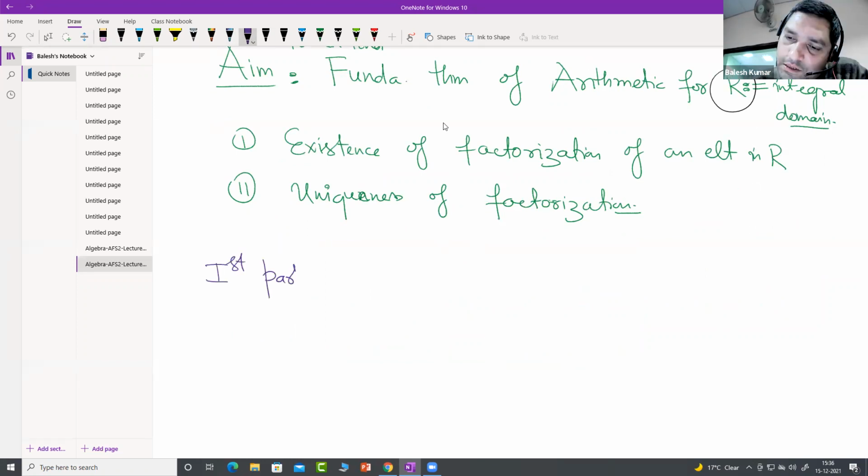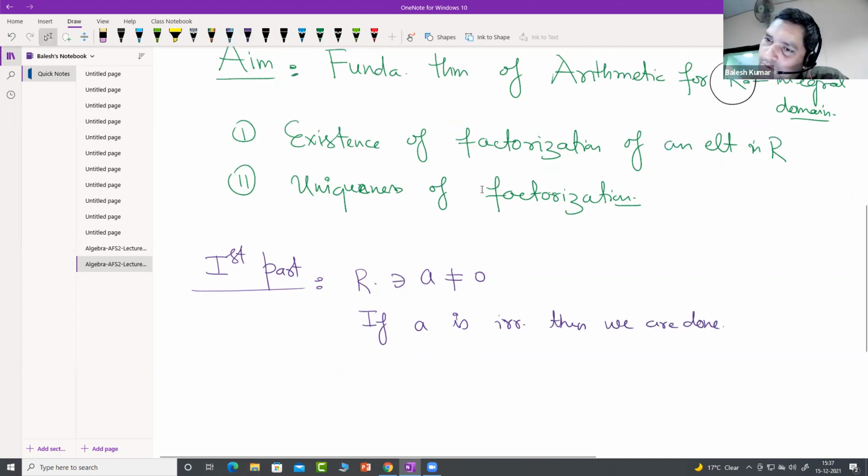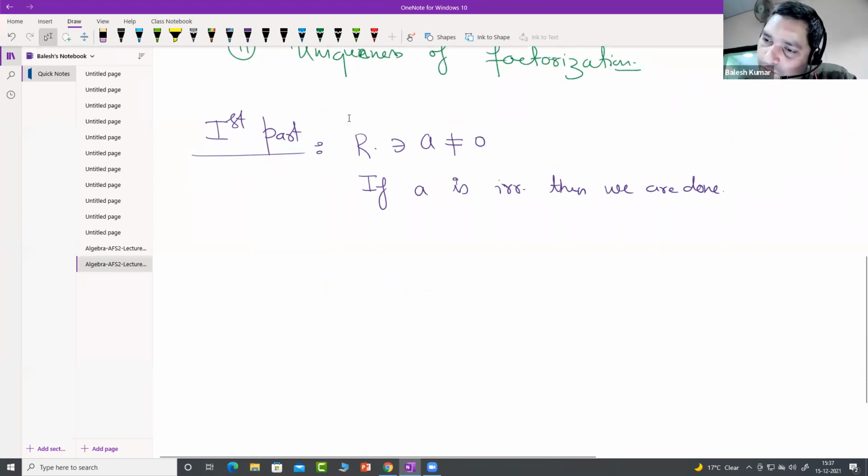Part is existence of factorization. Suppose you take any non-zero element inside your integral domain R. The first thing is that if A is irreducible, then it is written as a product of irreducible elements. That's fine, then we are done, no problem. And if A is not irreducible, then it will have two proper factors.